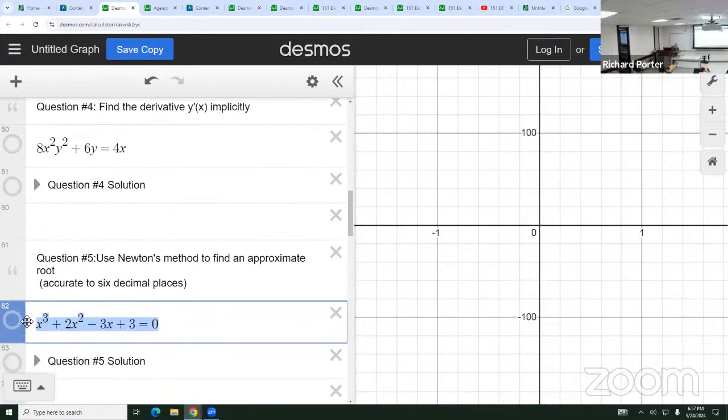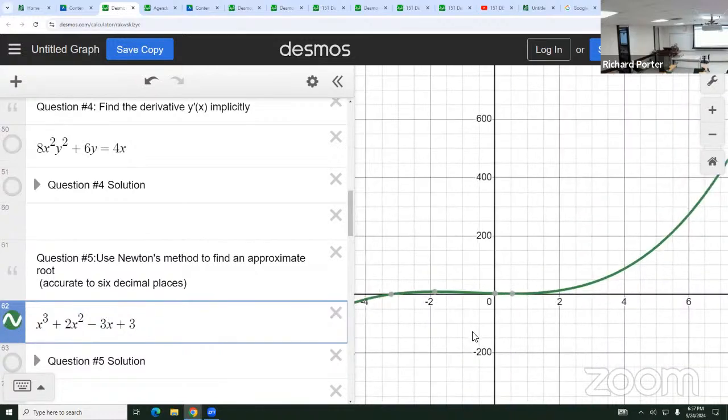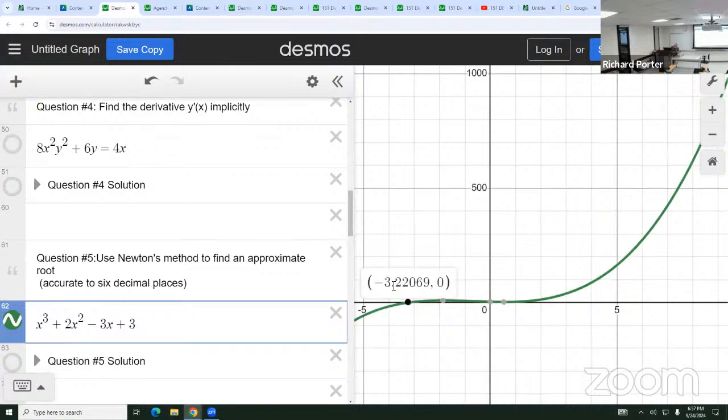Okay. So if I graph this equation, it looks like that. So you see right here is where the zero is, minus 3.22069. So here's the thing about Desmos, is Desmos is now giving you 5 decimal places. When I taught this last semester, it only gave 3 decimal places. Now it gives you 5 decimal places. In the future, it'll probably give you 6 decimal places. Anyway, Newton's method is a way of getting more decimal places.